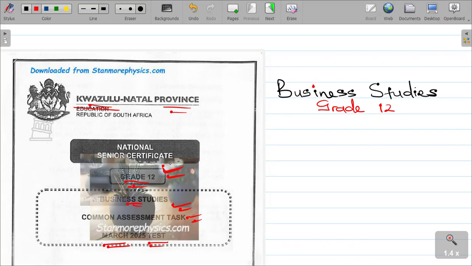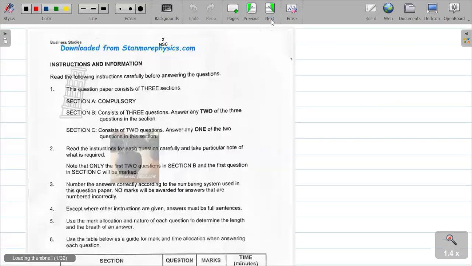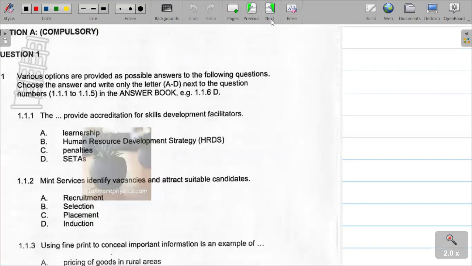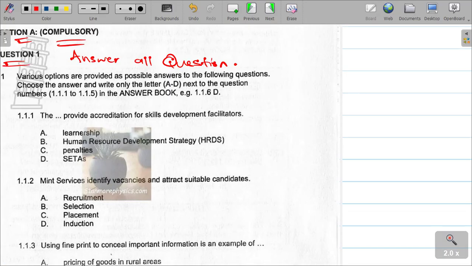So I'm going straight to question one. Question one is Section A, and it's compulsory. I mean to say you're supposed to answer all questions in Section A. So let's go to question one.